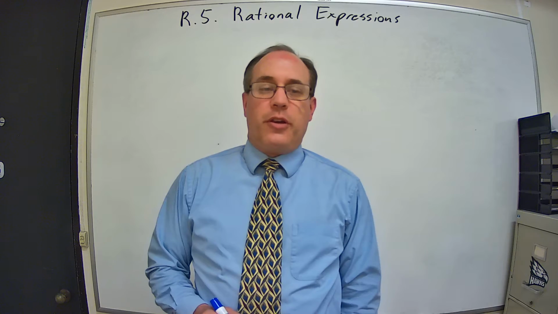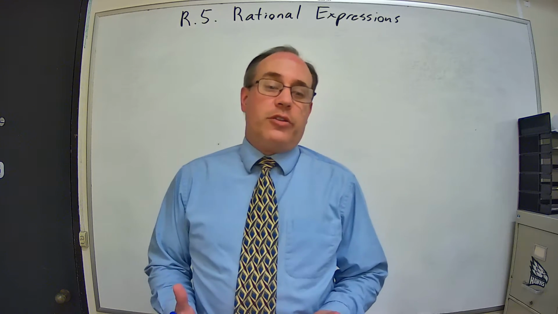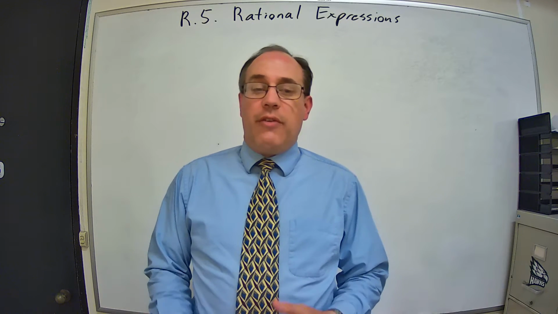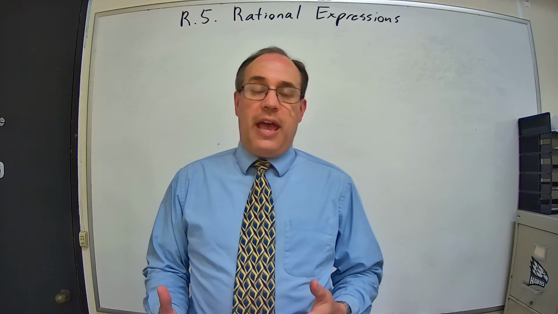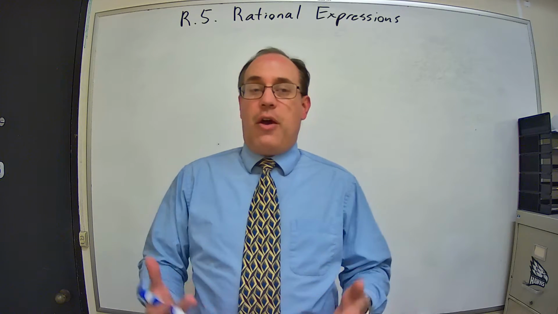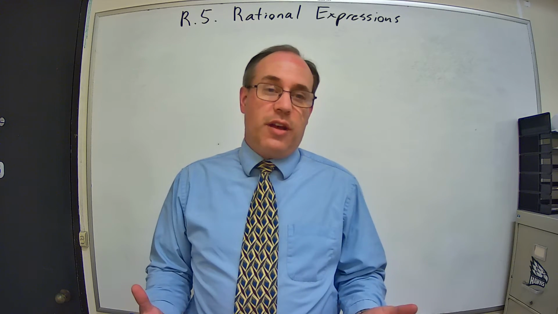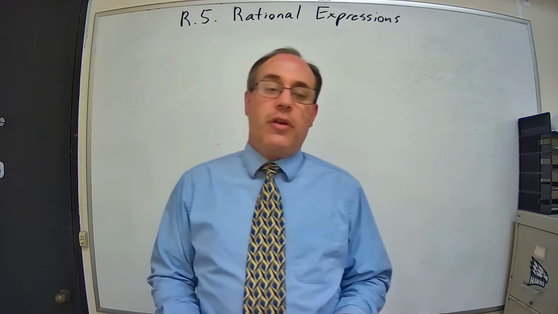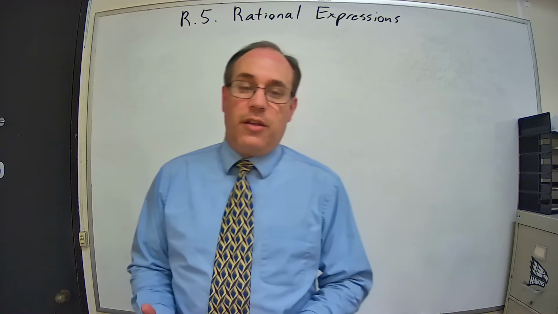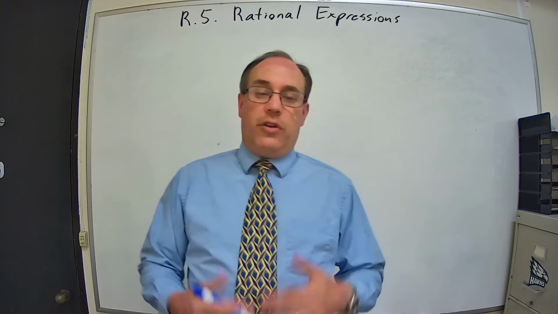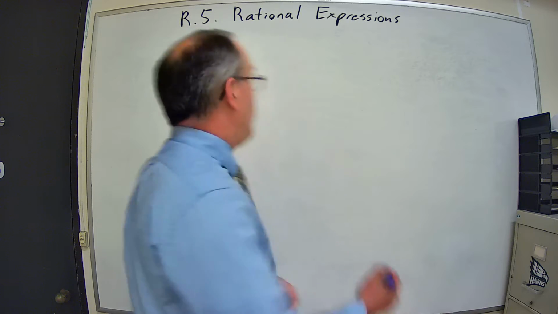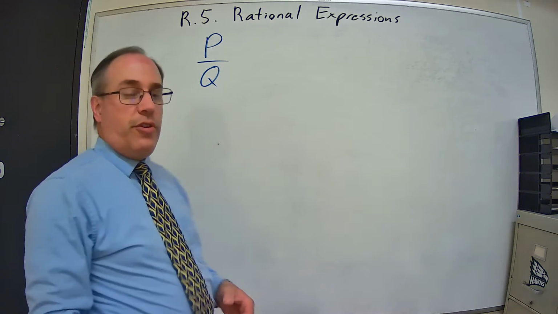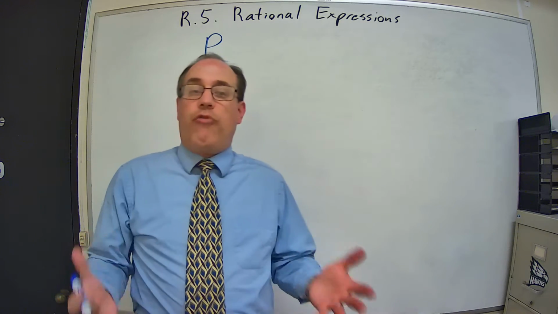R5, rational expressions. So rational expressions are kind of like rational numbers. If you remember rational numbers, you needed to have two integers that were being divided, one into the other. So P over Q, some integer divided by another integer. Well, a rational expression is the quotient of two polynomials. So capital P over Q. So it's rational functions, you could say.